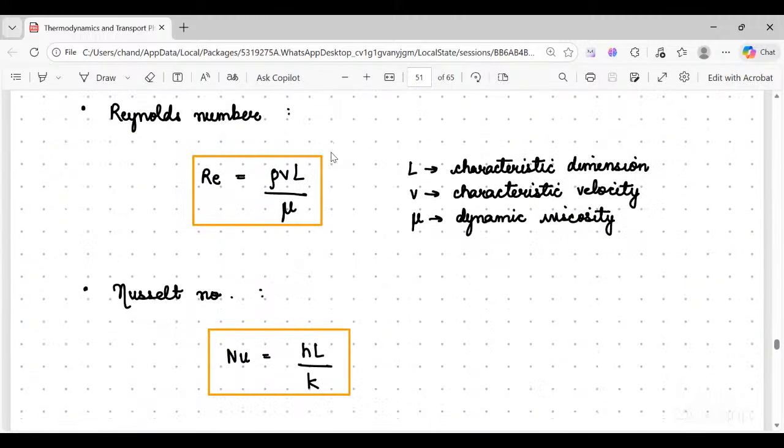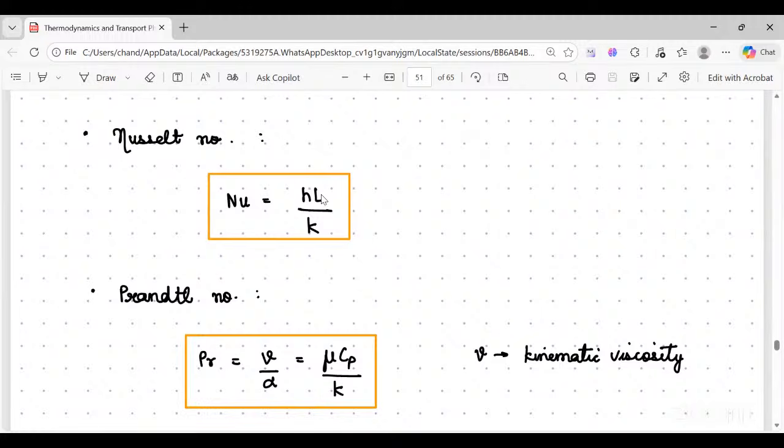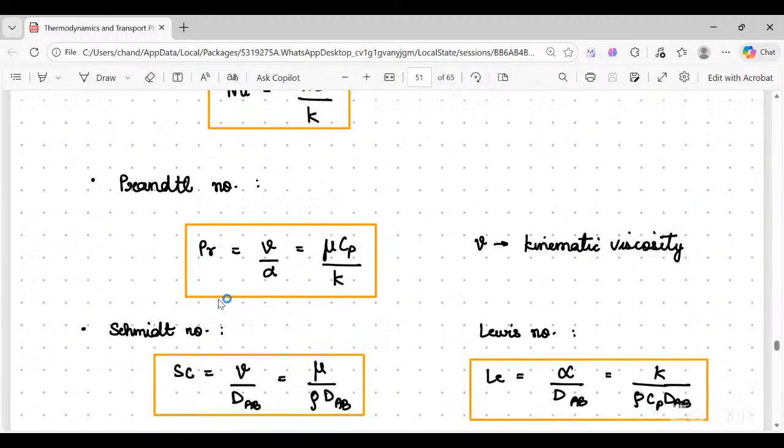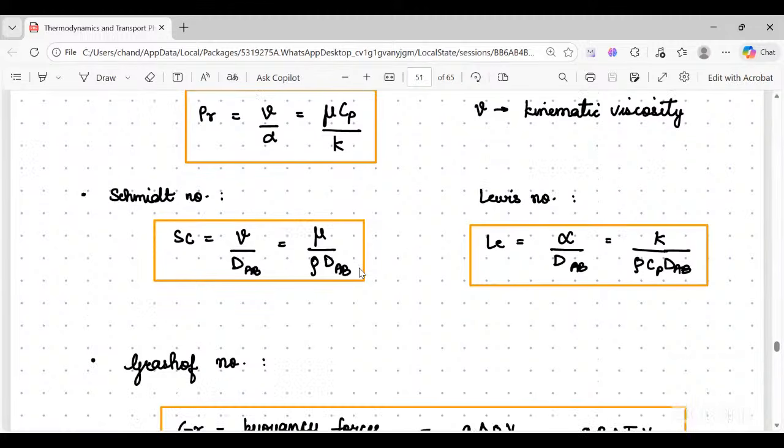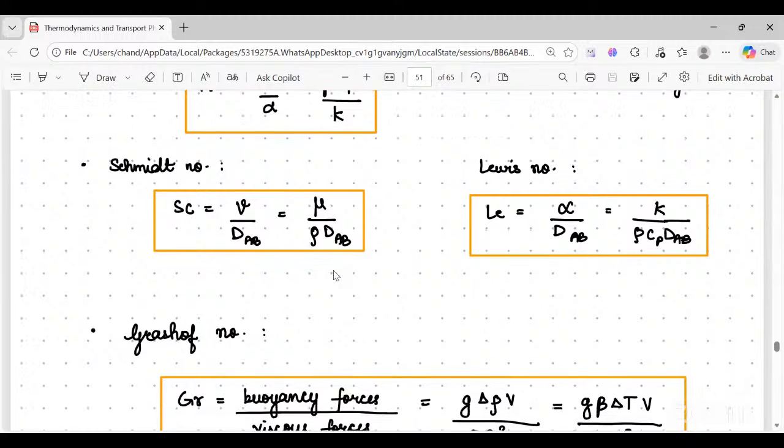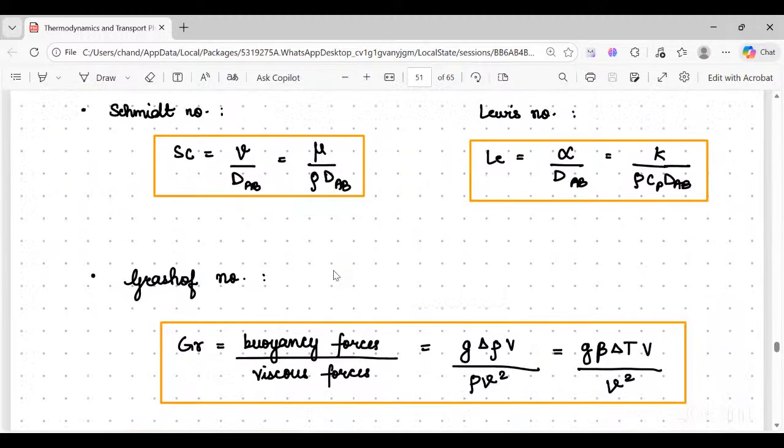So the Reynolds number tells you the relation between inertial force and viscous force. It is nothing but rho v L by mu. Nusselt number is nothing but hL by k. Prandtl number is nothing but mu Cp by k. Schmidt number is mu by rho D_AB. Lewis number Le is equal to k by rho Cp D_AB.